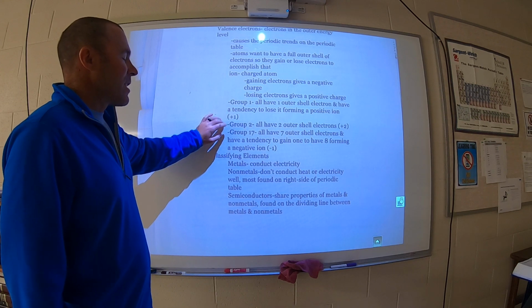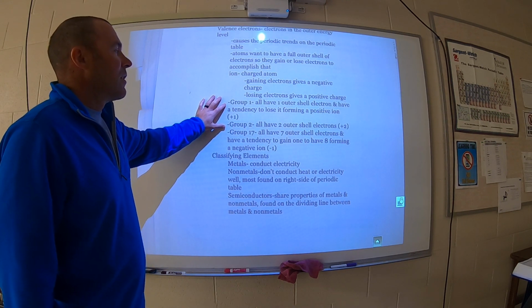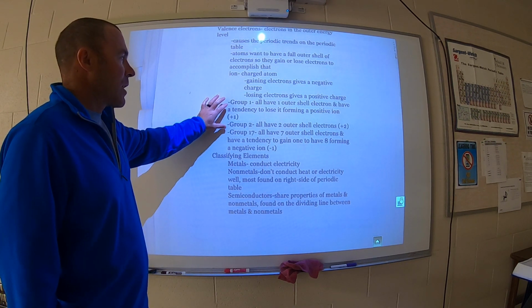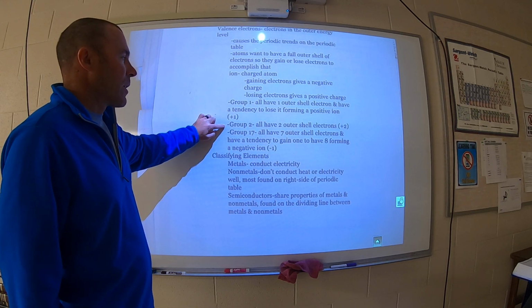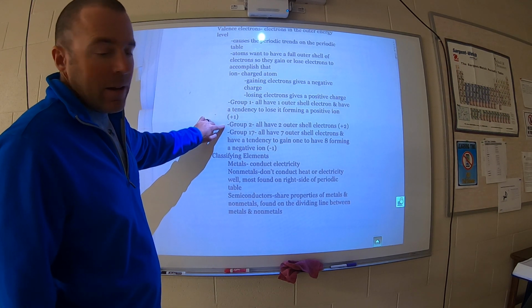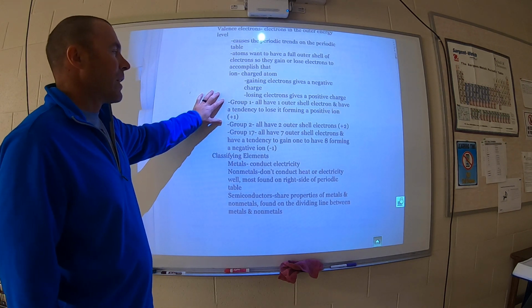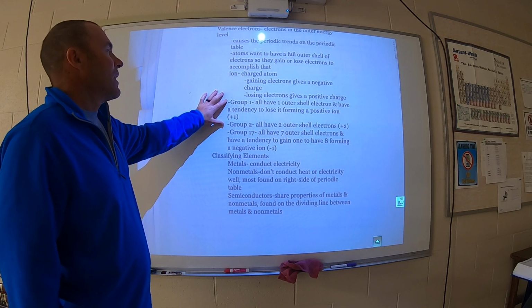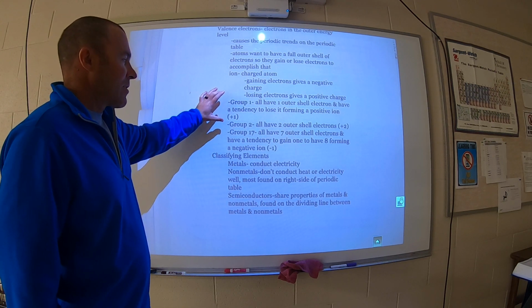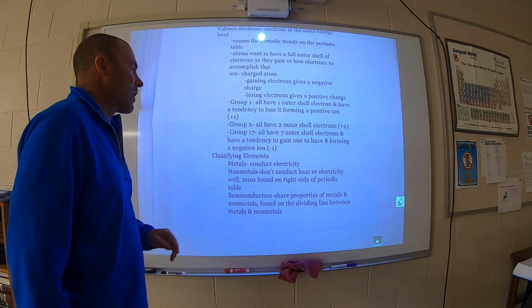Group 2 elements, since they've got more electrons to lose, they have a tendency to be a little bit more stable than the group 1 elements. They still want to form compounds, but they can be found as that element in nature. Group 1 elements almost never are found in nature as pure elements. They're almost always found as part of a compound.